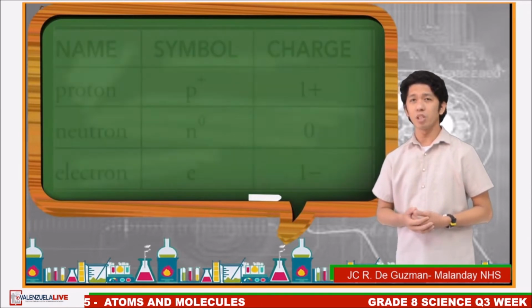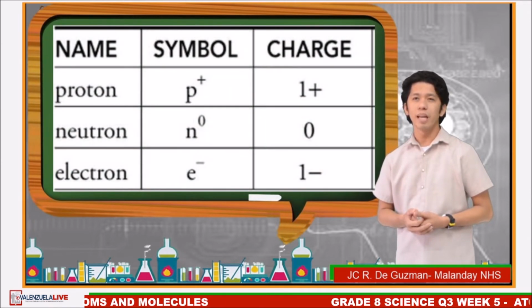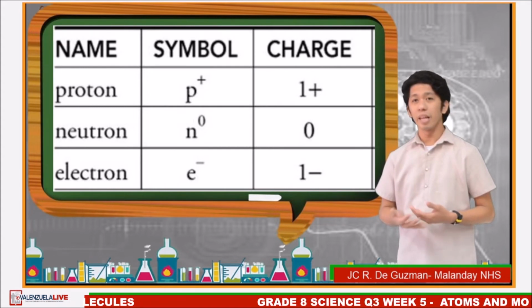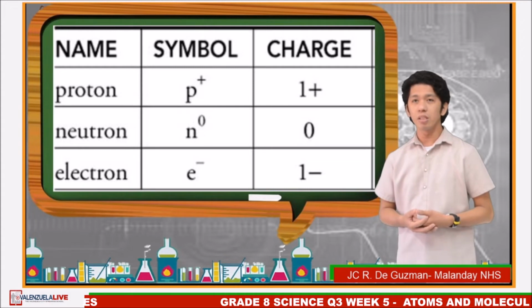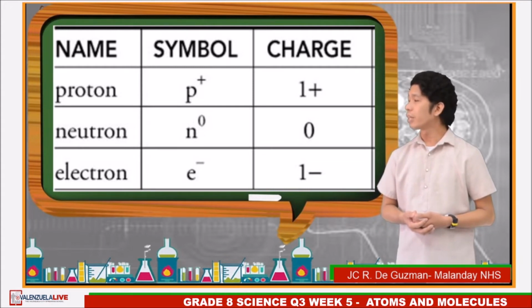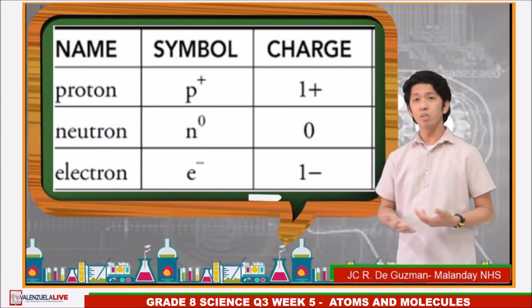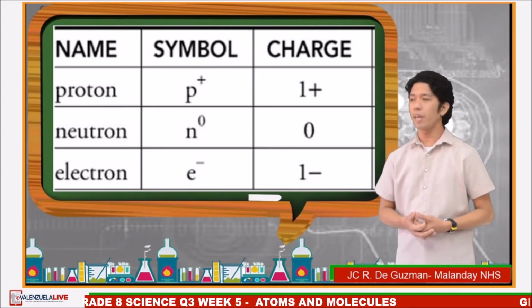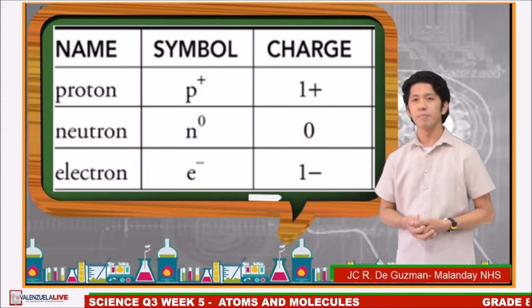The positively charged particle, proton, has a symbol of P positive. The negatively charged particle, electron, has a symbol of E negative. While the neutral particle, neutron, has a symbol of N raised to 0.